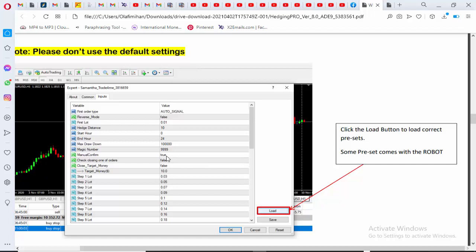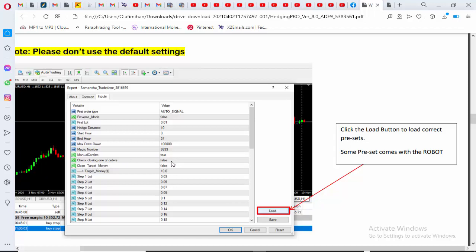So if you are the kind of person who doesn't want to trade 24 hours, and you want to trade based on what you see or analyze yourself, then you set manual confirmation to true. What it does is that when the market hits your take profit, the software will not place another trade. The software will take profit and stand still until you instruct it to buy or sell again. So that is what the manual confirmation is doing. Then there's another one we said, check closing one of the order.